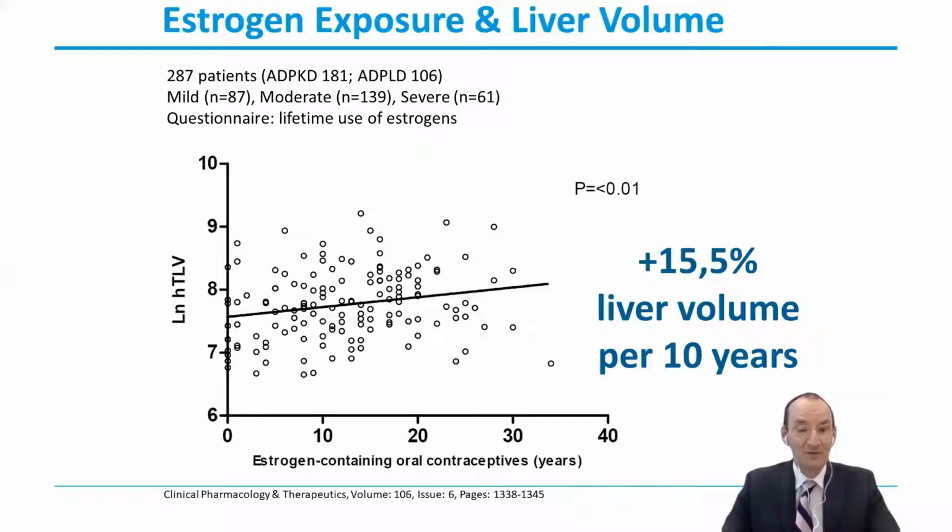So we polled approximately 300 patients with severe polycystic liver disease. We distinguished 3 groups: mild, moderate, and severe. And we asked them how long and whether they have used estrogens. And indeed, the use of estrogen was associated with a liver volume in these patients. And per 10 years, they added on average 15.5% in liver volume. So the advice that we give our patients at this point of time is to stop with the use of the exogenous pill.